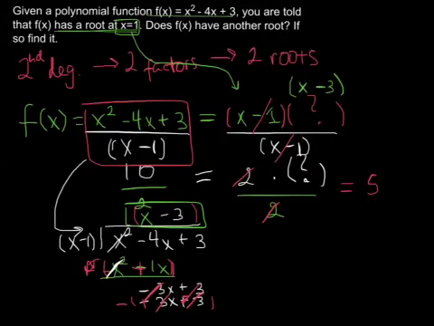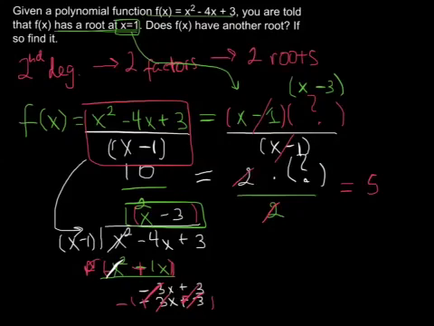And we can check our work. X times x is x squared. Bingo. X times negative 1 is negative 1x. Negative 3 times x is negative 3x, so I combine the negative 1x and the negative 3x, that gives me negative 4x. And negative 3 times negative 1 is positive 3. So I have exactly what I wanted.